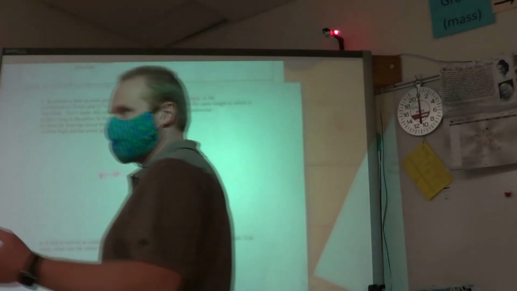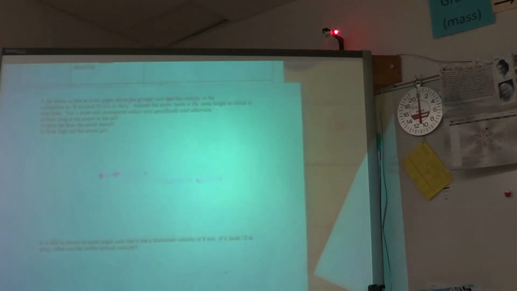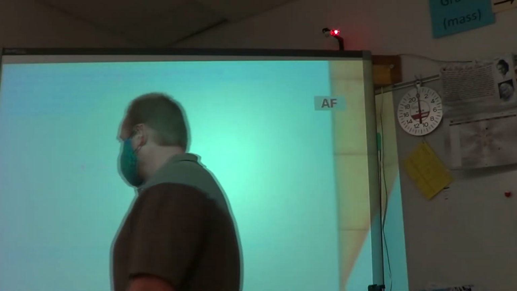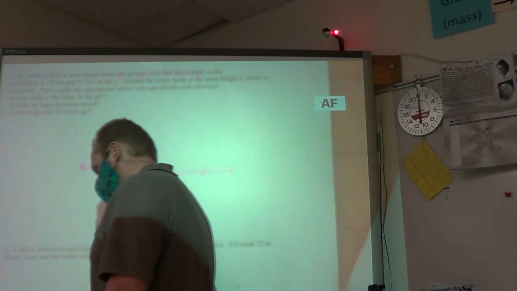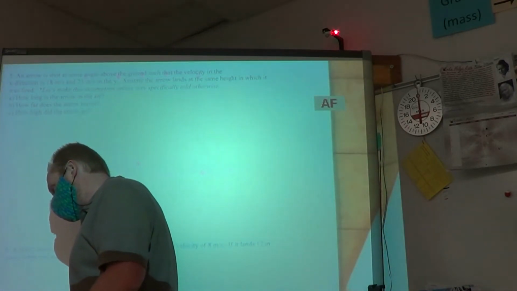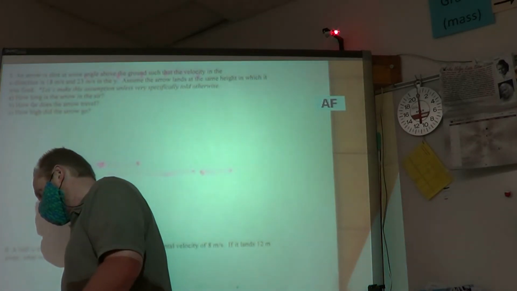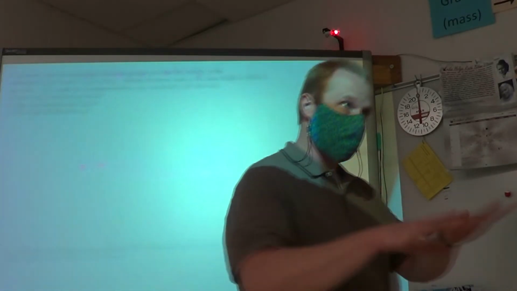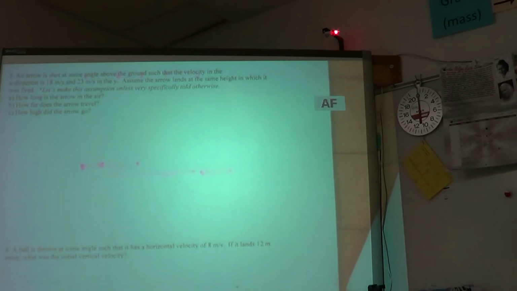Number 5 says an arrow is shot at some angle above the ground such that the velocity in the x direction is 18 meters per second and 23 meters per second in the y. Assume the arrow lands at the same height at which it was fired. Let's make this assumption unless very specifically told otherwise. From here on out, on an angled launch problem, we're going to assume that it starts and ends at the same height, unless very specifically told otherwise.